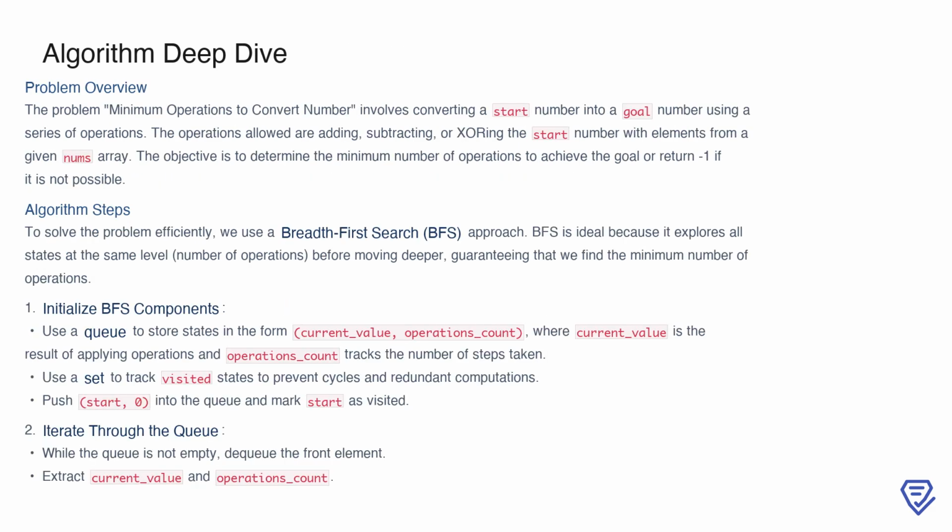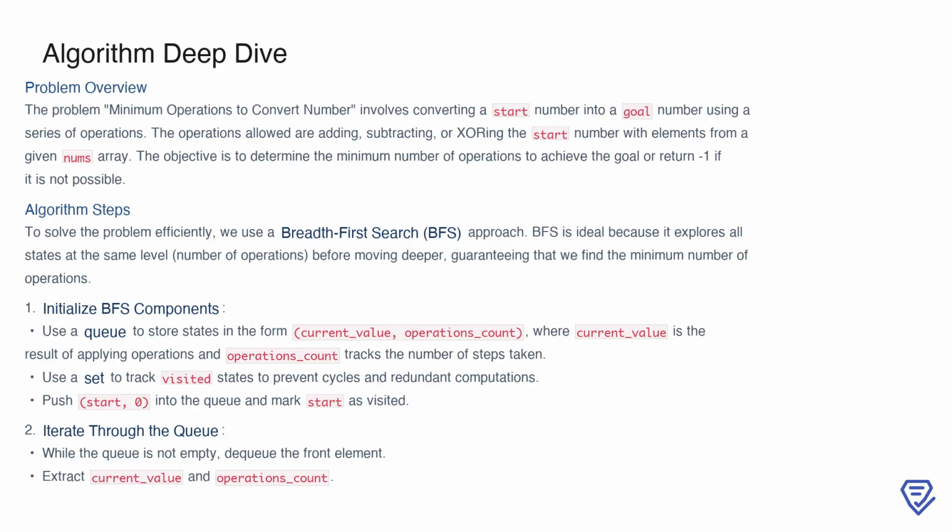This problem asks us to convert a given start number into a goal number using the minimum number of operations. The operations allowed are adding, subtracting, or XORing the start number with elements from a provided array, nums. If achieving the goal is not possible, we return -1.